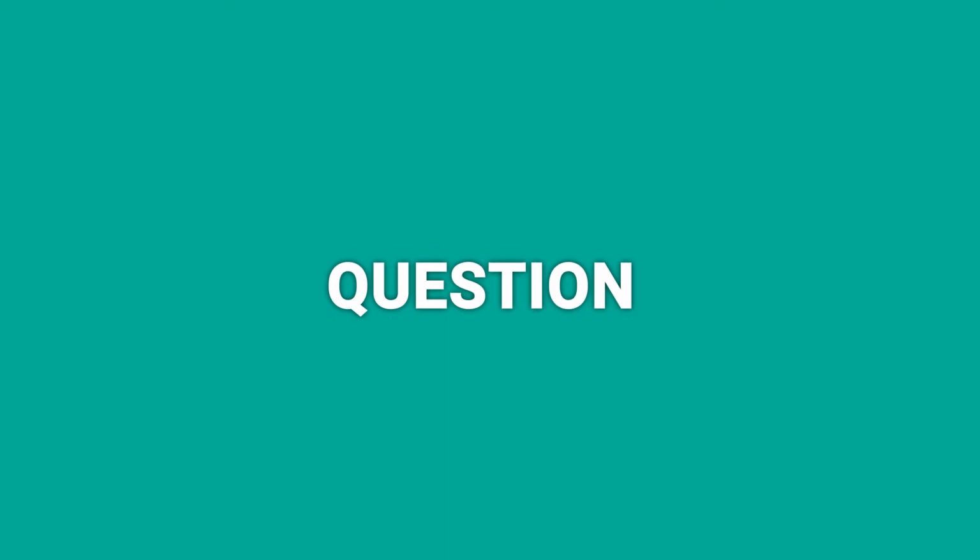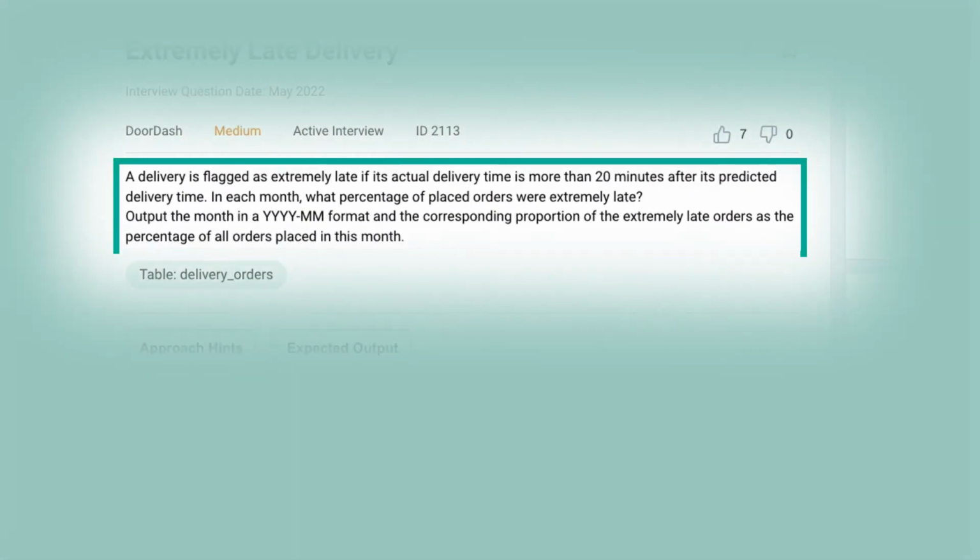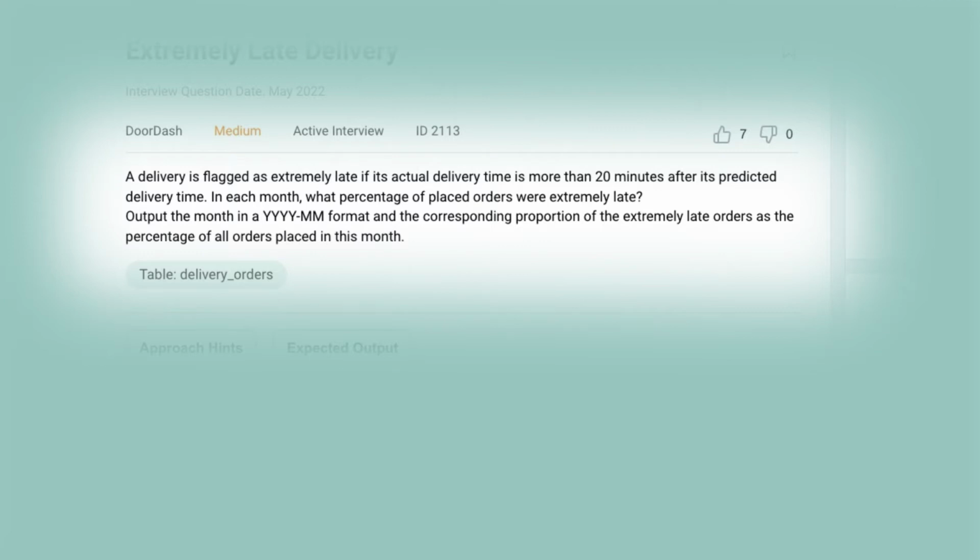So here's our question from DoorDash. Imagine you're a data analyst at DoorDash, and management wants to know for every month what percentage of their orders are extremely late deliveries. And extremely late here is defined by the difference between the actual delivery time and predicted delivery time. If that's over 20 minutes, the delivery is considered extremely late.